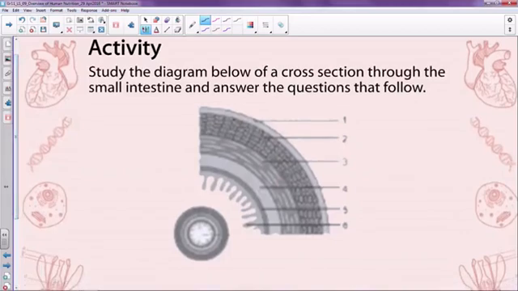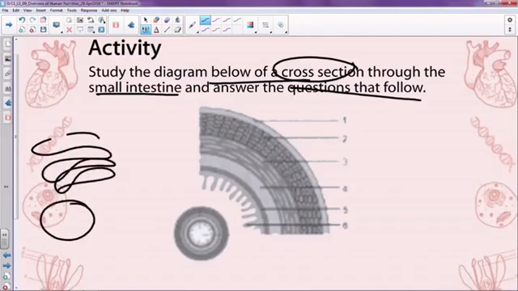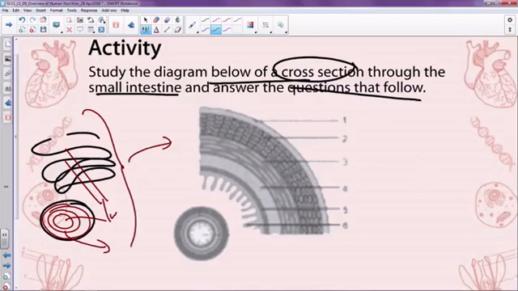Study the diagram below of a cross-section through the small intestine and answer the questions that follow. If you remember, the small intestine is a highly convoluted, tube-like structure. When we say cross-section, we've taken a section looking at how the intestine looks in cross-section. Essentially what we're looking at is this image with many concentric rings and the large lumen in the center. What I've done is take all that, create a section of the small intestine, and enlarge it here and label it.